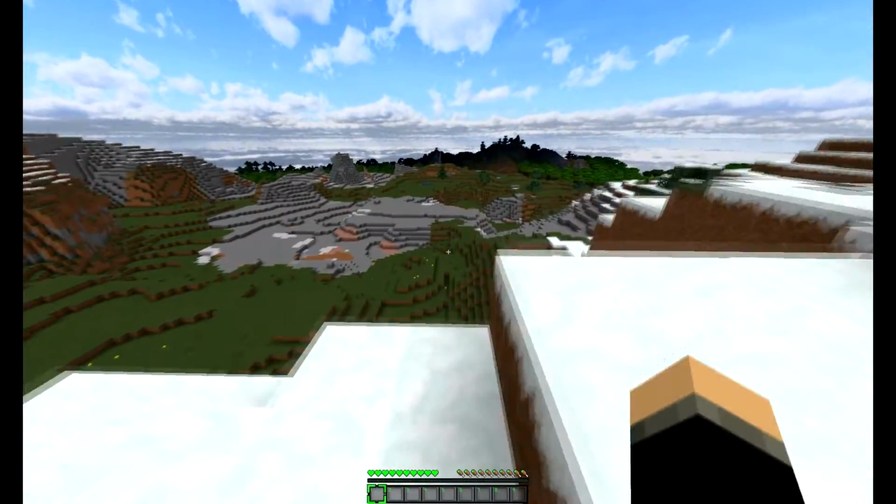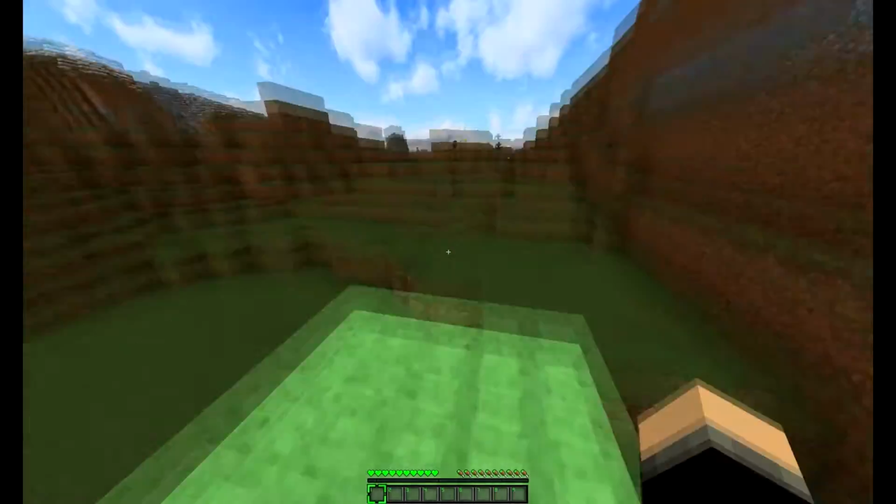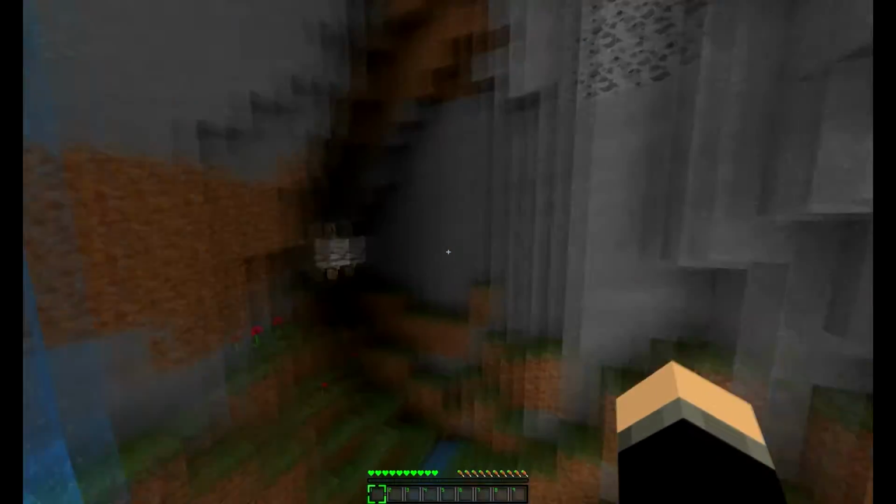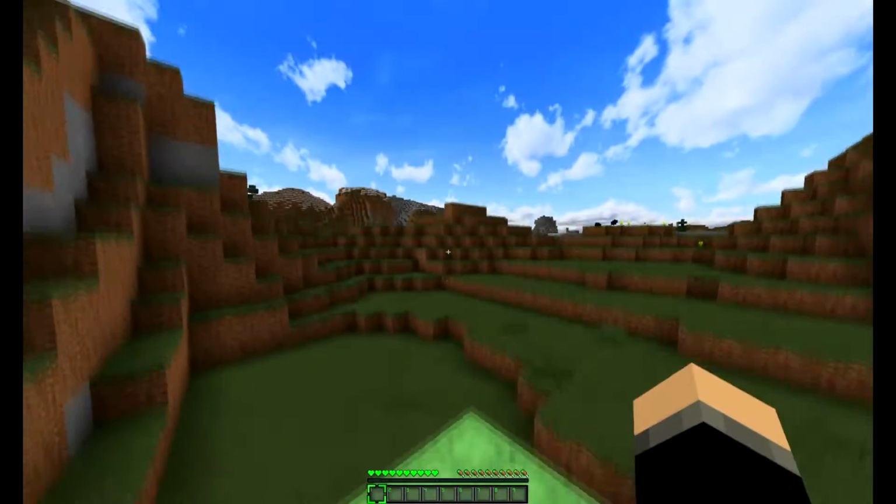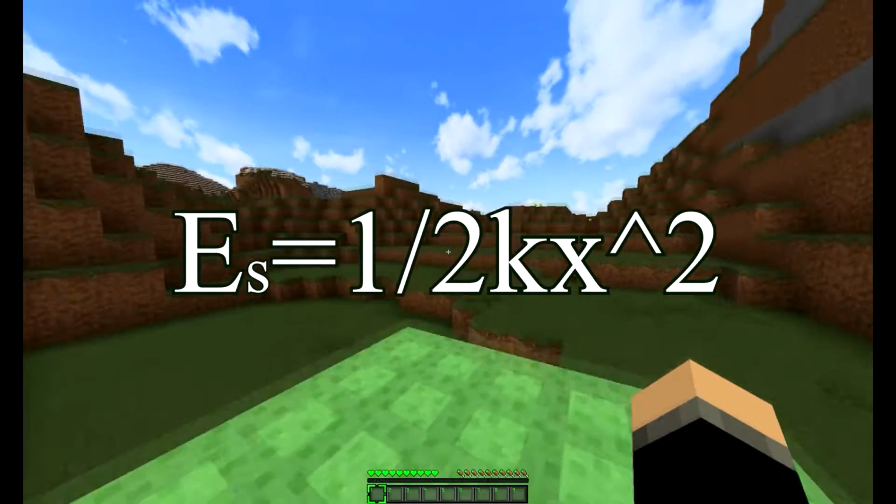The third type of energy is elastic energy, and this will be shown by using slime blocks, which was introduced to the game in version 1.8. The equation for elastic energy is half kx squared.